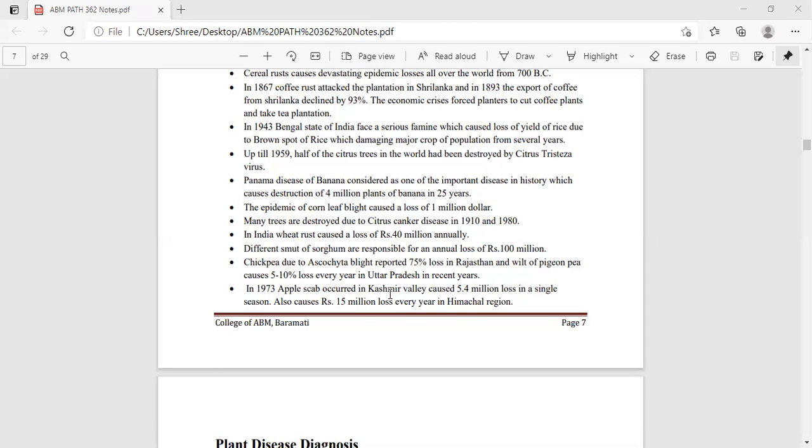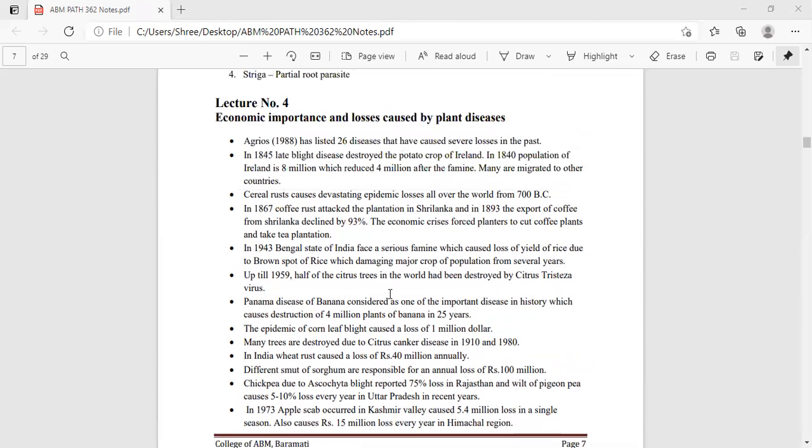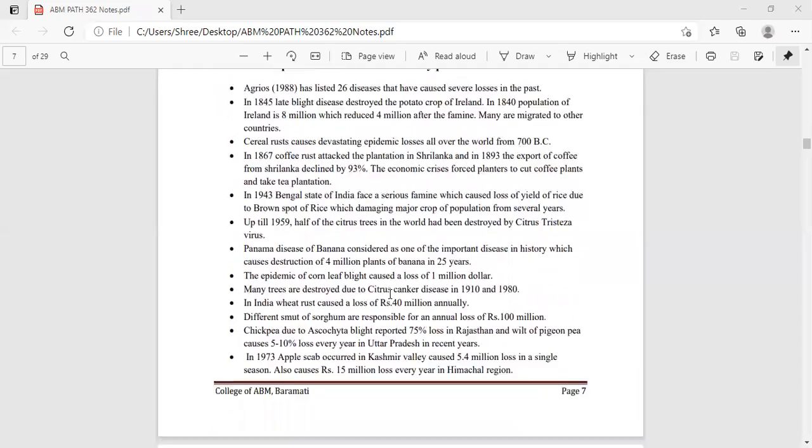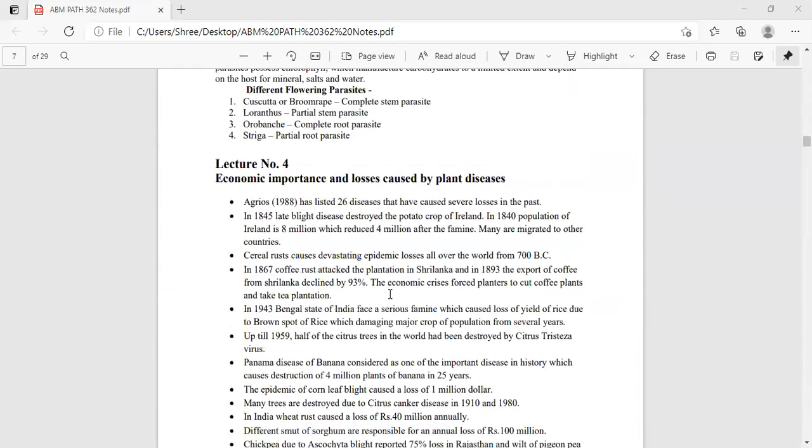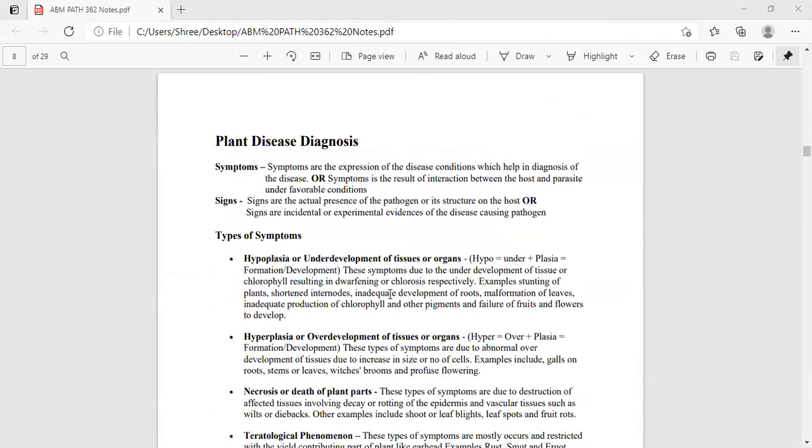So that is about some of the examples related to the economic importance and losses caused by plant diseases, given in a historical form, as well as how the losses are expressed, in terms of percentage or in terms of rupees or millions. So that is the major factor here, which is to be asked in the examination.